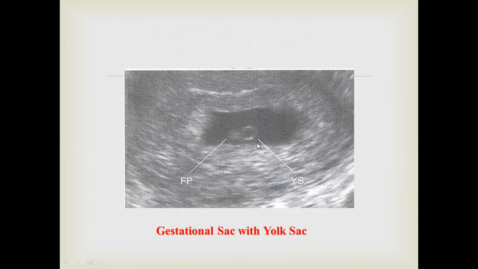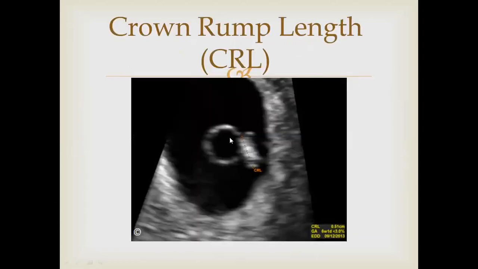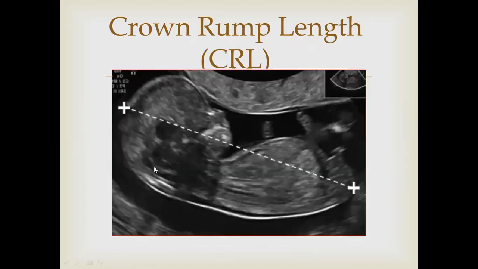This is a gestational sac with a yolk sac, and this is the beginning of formation of the fetal pool. And this is how to measure crown-rump length, between the longest area in the fetal pool. This is the early pregnancy, and this is at the end of the first trimester. Crown-rump length is measured between the two farthest points in the fetal pool.